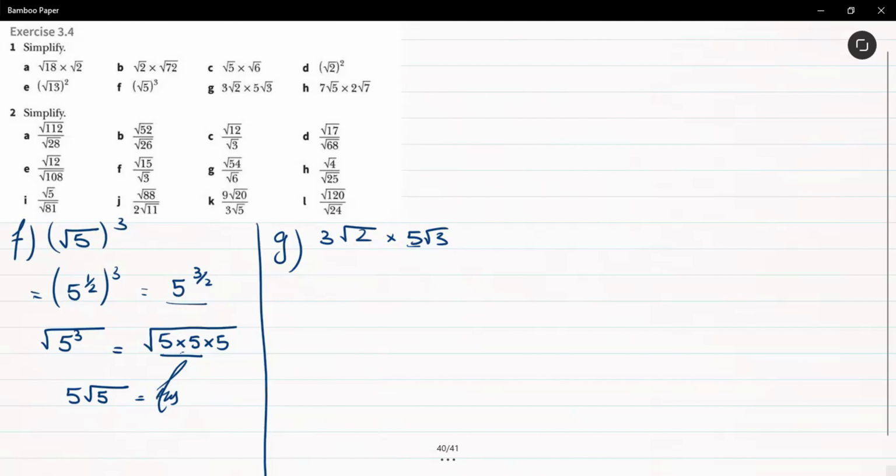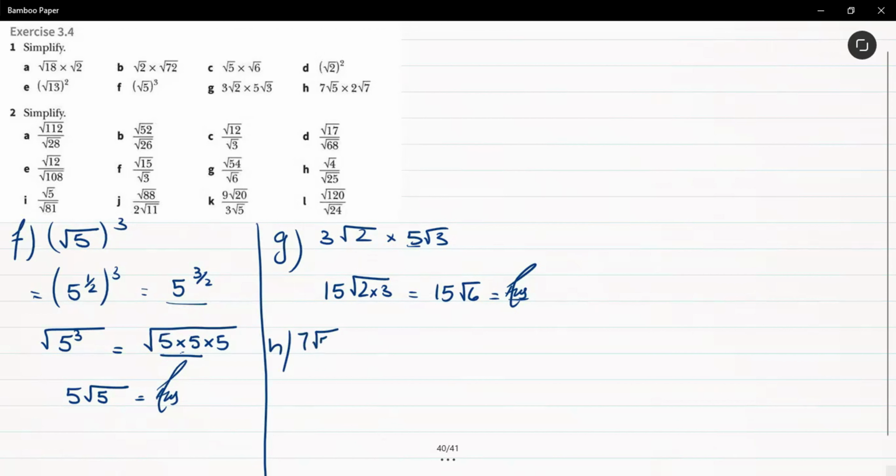So what would we get? 5 multiplied by 3 is 15, and we multiply the surd values 2 multiplied by 3, which would give us 15 under root 6. 2 times 3 is 6. I think that's the simplest value. Yeah, that is the simplest form you can get. And that's your answer for part G. As you can see, these are two-liner solutions, no big deal, just simple mathematics.